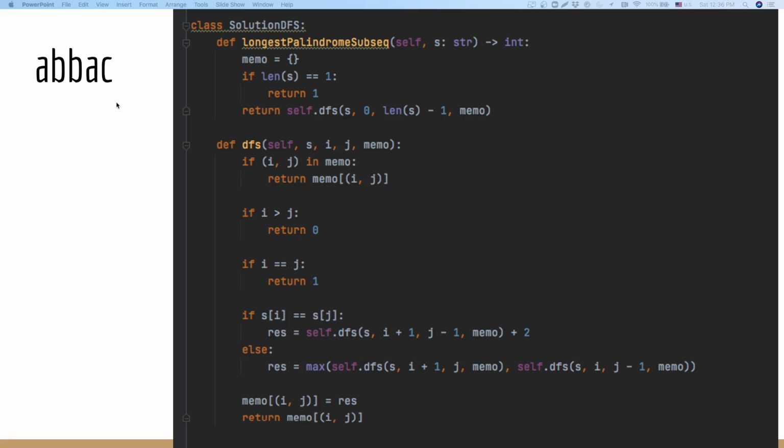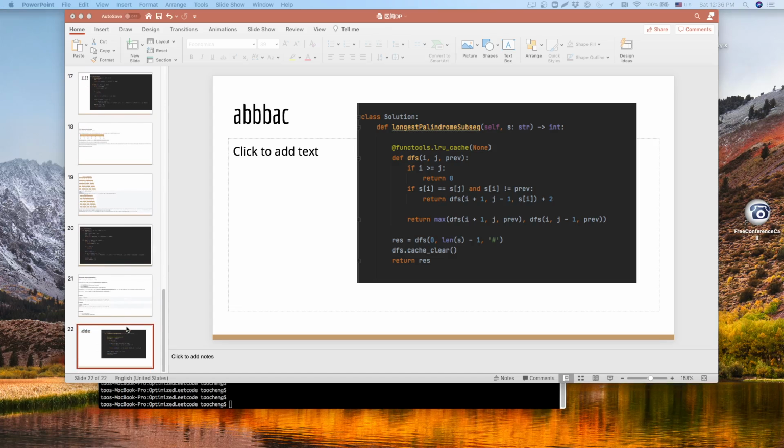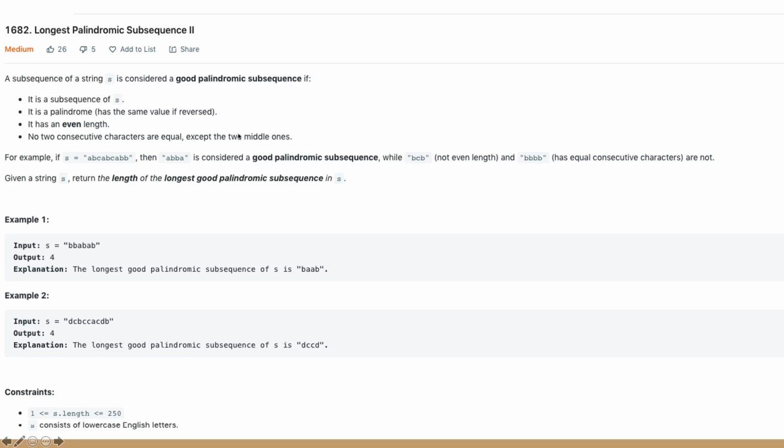You know what? The order of my slides might not be right. Let's go over the next problem. Yeah, this guy is supposed to be the next one. Longest palindromic subsequence number 2.